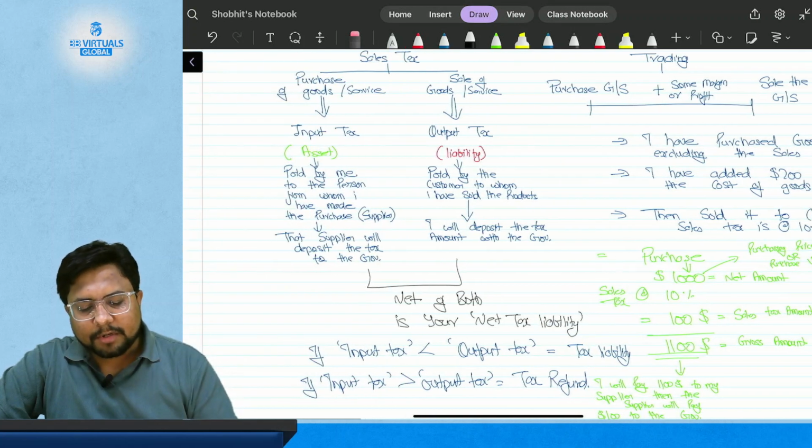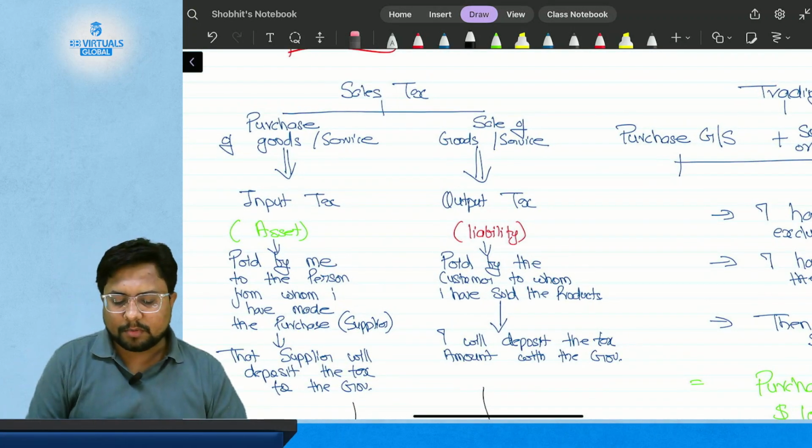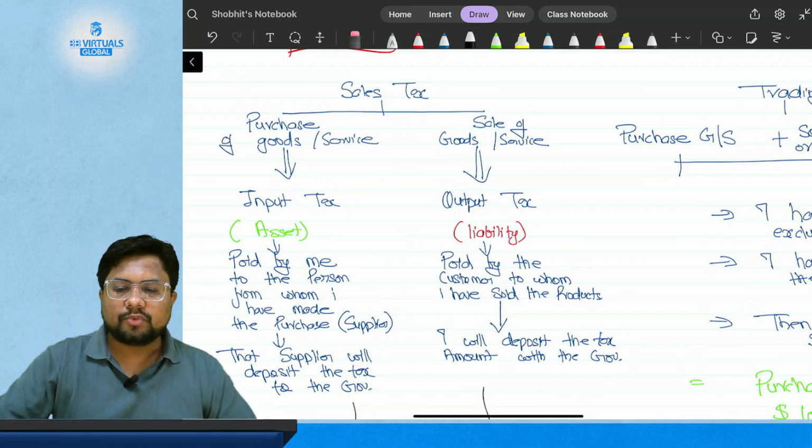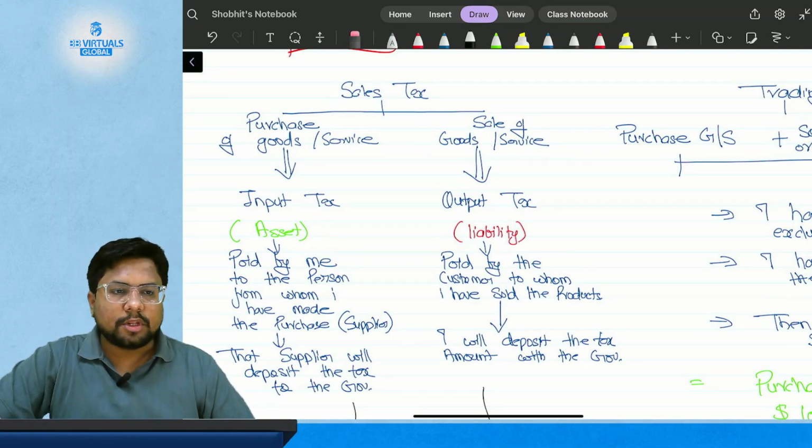I am giving you 5 minutes to read all this example, then we will go for the notes. Okay, so I am putting the screen on full screen mode so that you can read it.